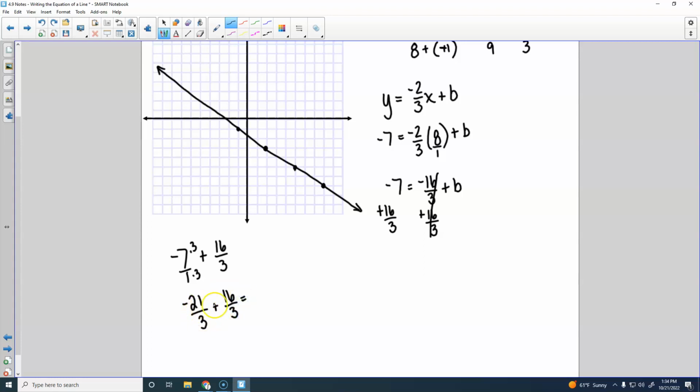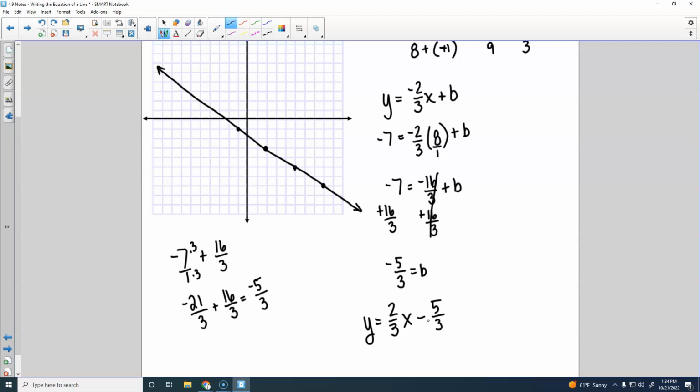And that is going to give me -5/3. So this is going to be -5/3 is my b. So my equation is y equals 2/3 x minus 5/3. 5/3 is 1.6 repeating.